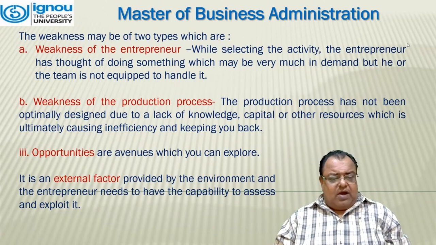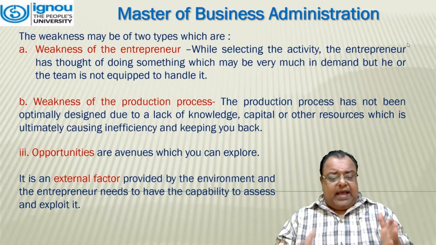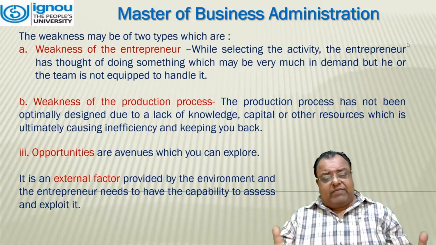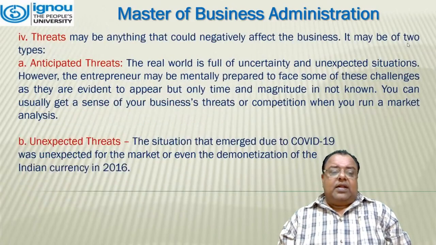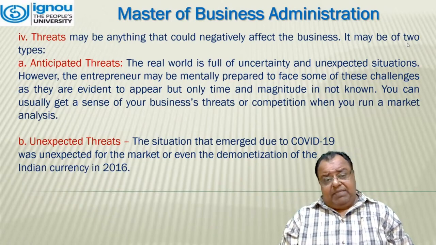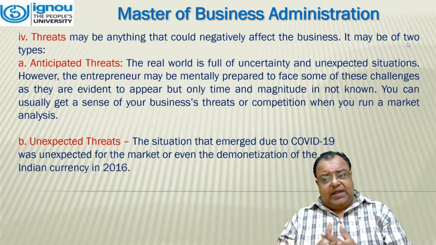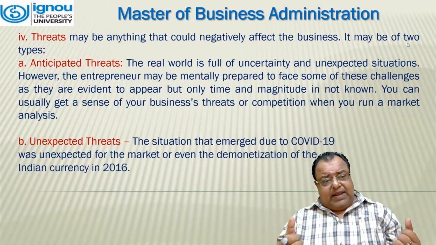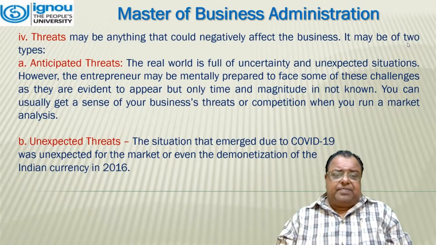The third part is opportunities. These are the avenues which you can explore. It is an external factor provided by the environment and the entrepreneurs need to have the capability to access and exploit it. The fourth one is threats. They may be anything that could negatively affect the business. Again, it may be of two types: anticipated threats and unexpected threats.